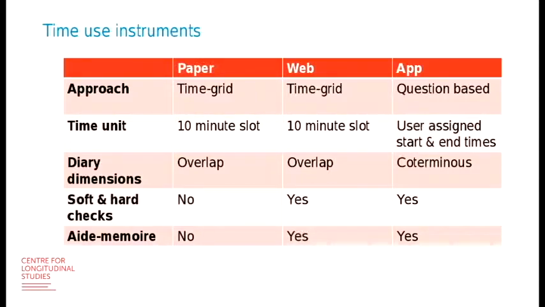And in terms of aid memoirs, for the electronic instruments, so for the app and the web, they were provided with an aid memoir in the form of a notebook, which cohort members could use to jot down what they were doing at times if they were unable to immediately access the web or the app at that point. And then they could use that later on to help them fill it in online or on the app.